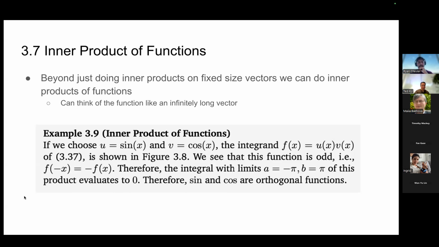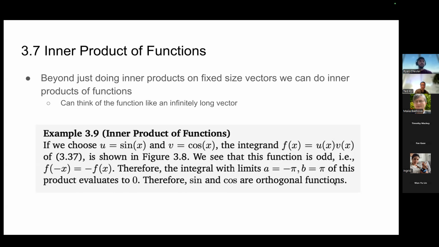Here's one of the examples that they had in the book. They're showing one function, sine of x, and another function, cosine of x, and then you can calculate the inner product by doing the integral over this whole equation that they defined. They put some limits on it, negative pi to pi, and they get a value in the end of 0. That's showing that sine and cosine are orthogonal functions. So you can have orthogonal vectors, but you can also have orthogonal functions.